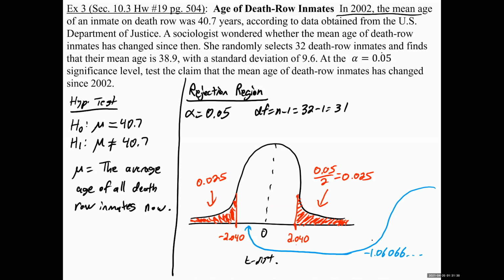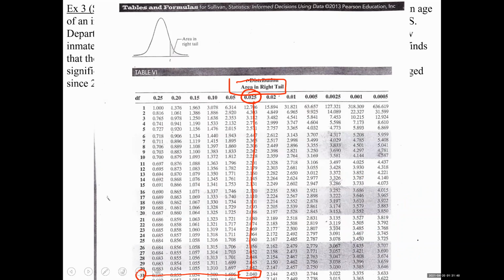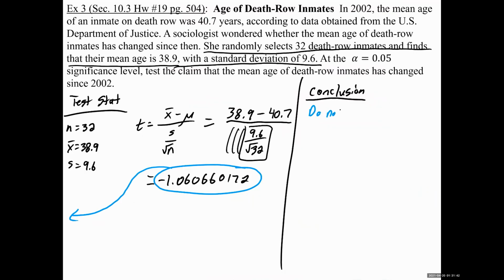You have to figure out where this number lands on the number line, and it does not land in the rejection region. If it lands in the rejection region, you say reject H0. If it does not land in the rejection region, your conclusion is do not reject H0. The first part is either, again, reject H0 or do not reject H0. This time it's do not reject H0.